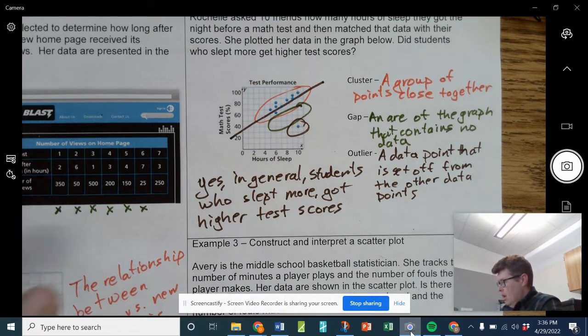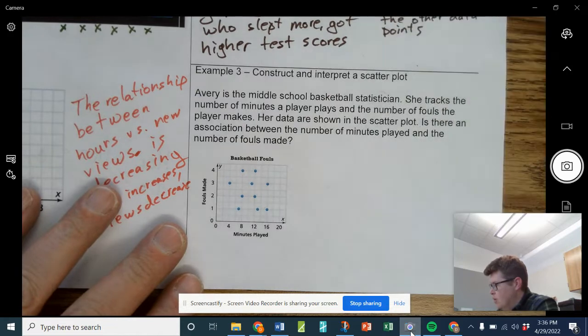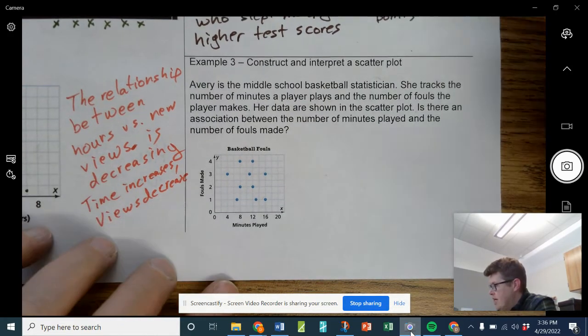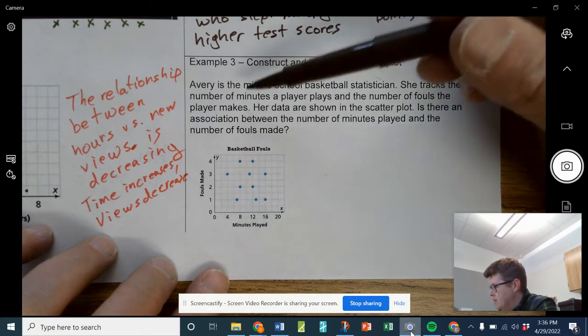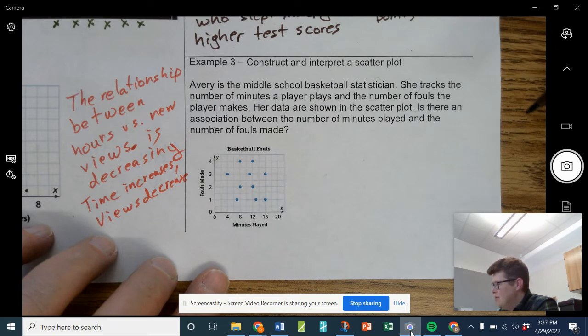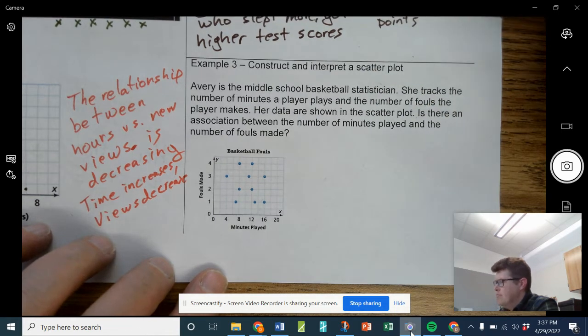Right? Construct and interpret a scatter plot. Avery is the middle school basketball statistician. I bet she's super popular. She tracks the number of minutes a player plays and the number of fouls the player makes. Her data are shown in the scatter plot. That always sounds weird to me. Is there an association between the number of minutes played and the number of fouls made?